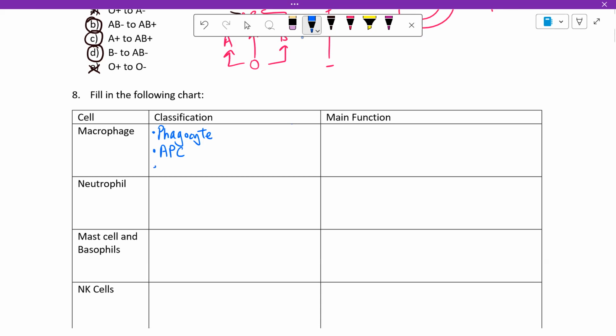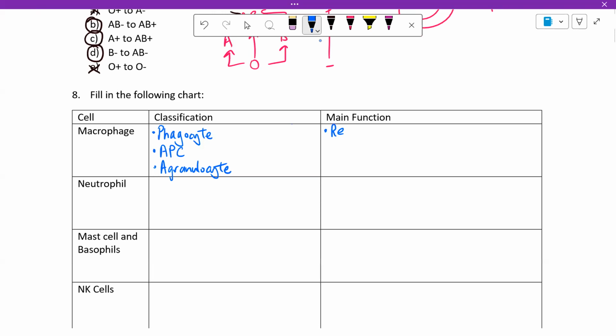Okay. And they can also be classified as a type of agranulocytes. Is APC doesn't come under the function? APC is a classification, right? Is this cell capable of presenting? If it is, then it's an APC. So there are other APCs in the body, but this is the only one we've learned.